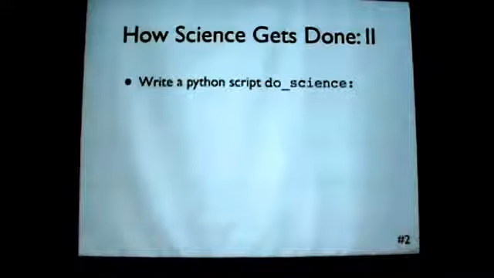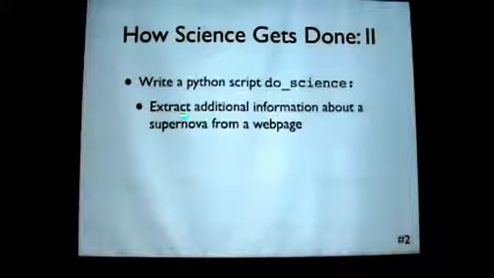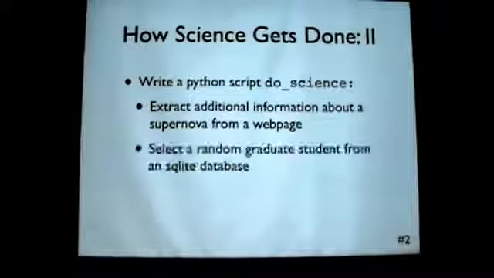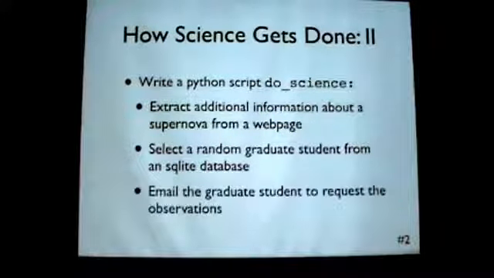So we're going to write a Python script called Do Science here. It's going to extract some additional information about this source from a web page. Just a short, simple one that I created for this. We're going to select a random graduate student from an SQLite database in the astronomy department, and we're going to send them an email to ask them to do the actual work. Okay? Simple, straightforward. Hopefully you'll learn a little bit about interacting with the outside world in Python.